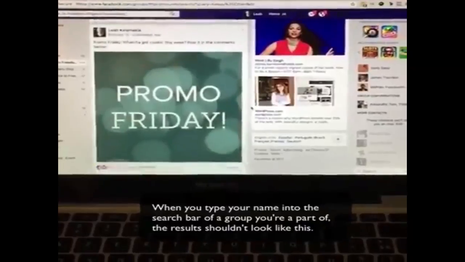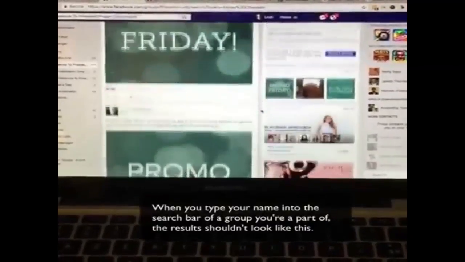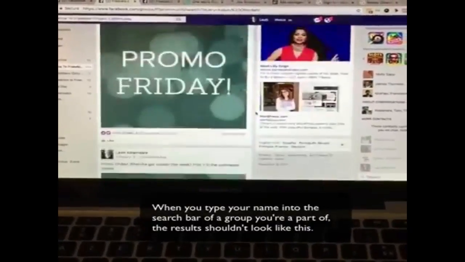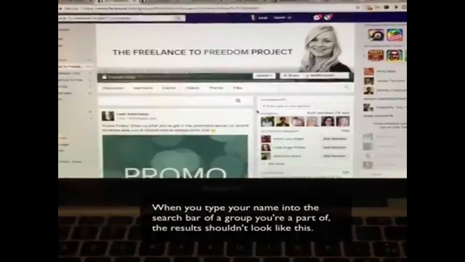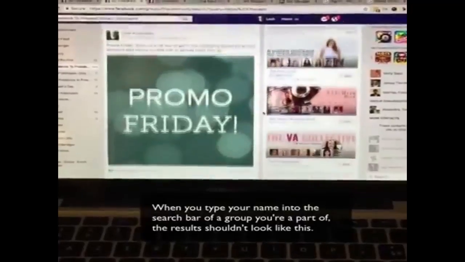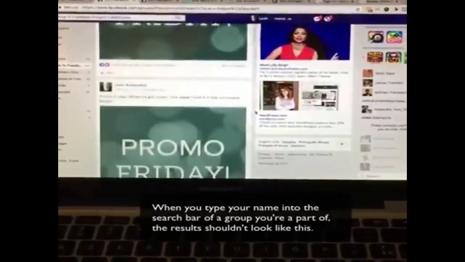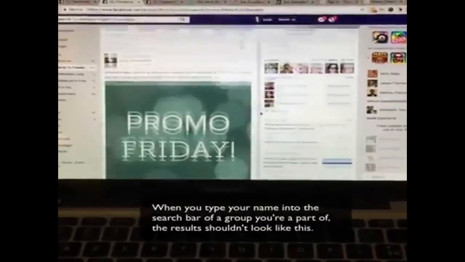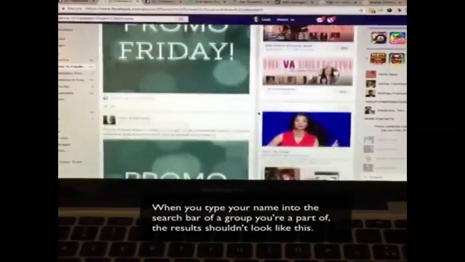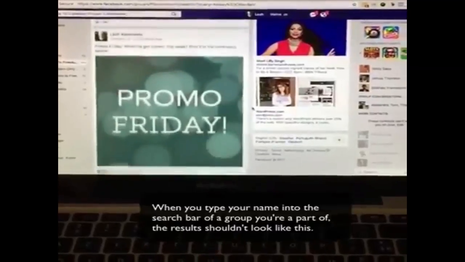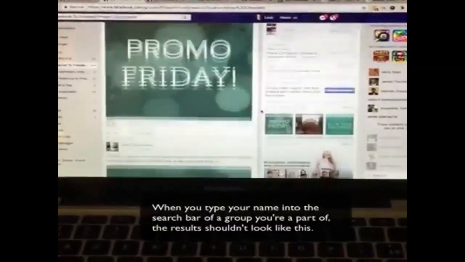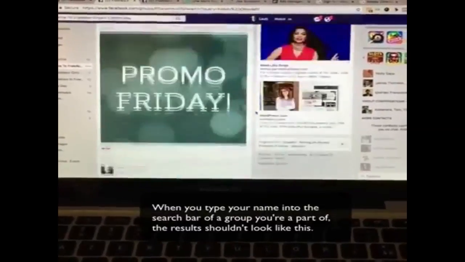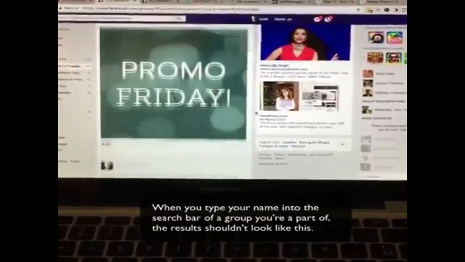She types inside of that video, she says, when you type your name into the search bar of a group you're a part of, the results shouldn't look like this. So what does she mean? This video is, of course, she's showing you, she typed in her name, but you see the picture there keeps saying Promo Friday, Promo Friday, Promo Friday. What she means is if she types in your name and that's all she sees, well, then guess what? You are doing this wrong.